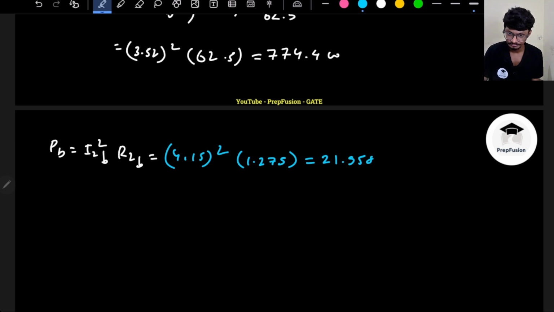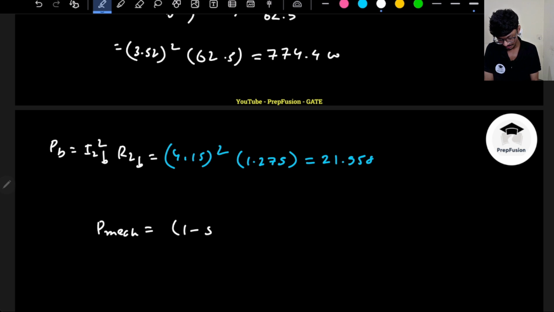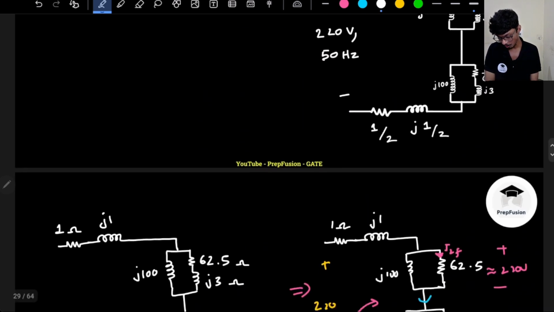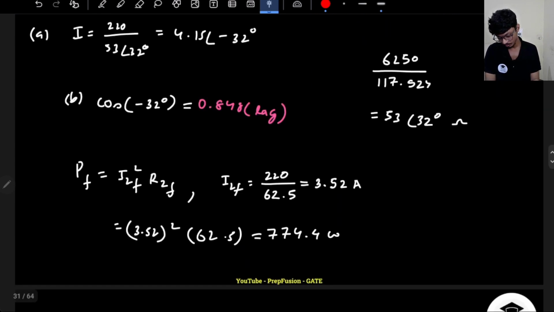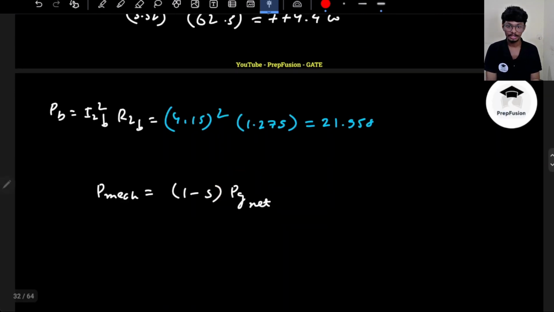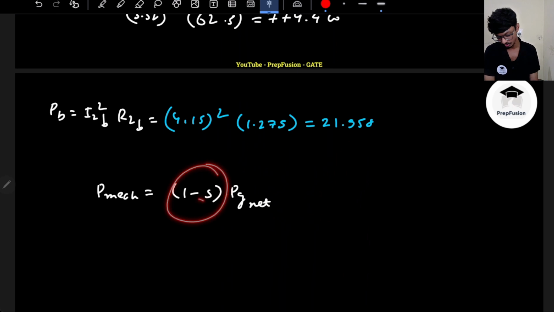Now remember what will be your net mechanical power. We had already derived that it is equals to 1 minus S into the net air gap power, right? Output, because they have asked me output power. Output power means it's not the air gap power, it's the output from the motor. So output power will be 1 minus S into PG net. Now if you have a doubt how this is 1 minus S into PG net, we have another way to solve this as well.